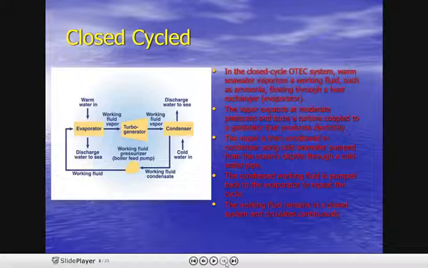In the closed cycle OTEC system, warm seawater vaporizes a working fluid such as ammonia flowing through a heat exchanger, the evaporator. The vapor expands at moderate pressure and turns a turbine coupled to a generator that produces electricity. The working fluid remains in a closed cycle system and circulates continuously.